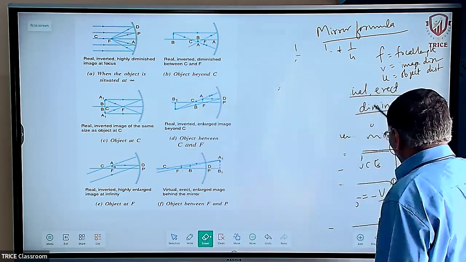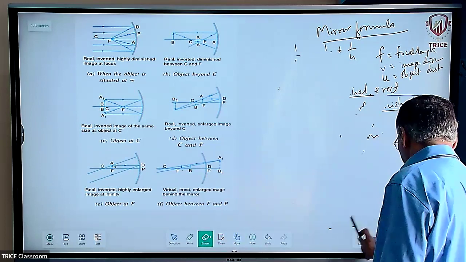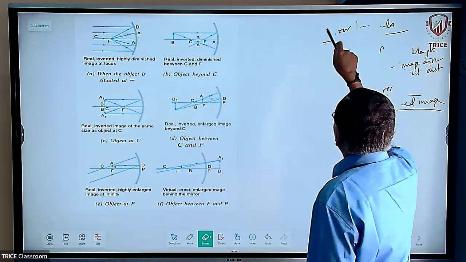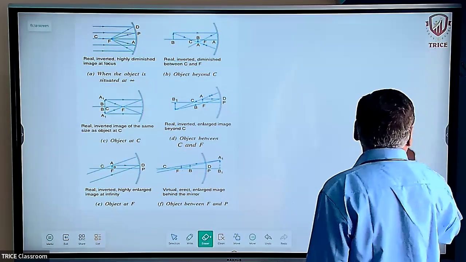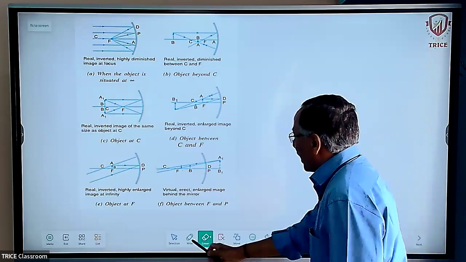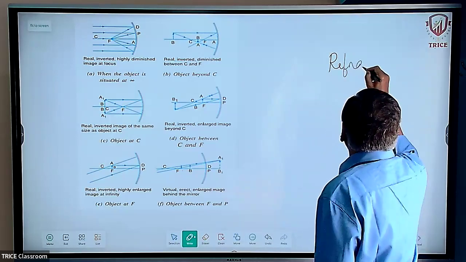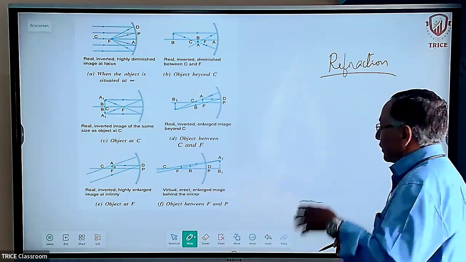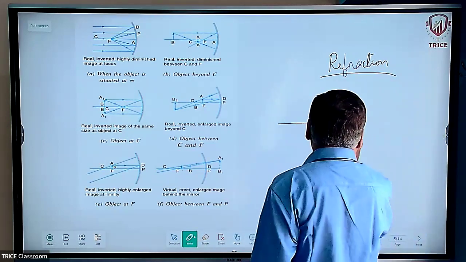Another property of light is refraction. What is refraction? Bending of a light ray when it travels from one medium to another, we call refraction. Another property of light. Now, for example, we are standing on the bank of a swimming pool.